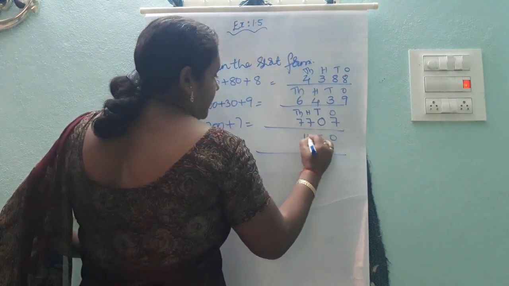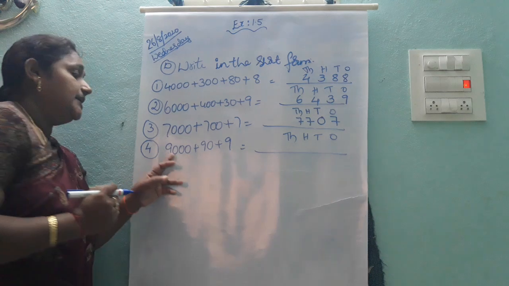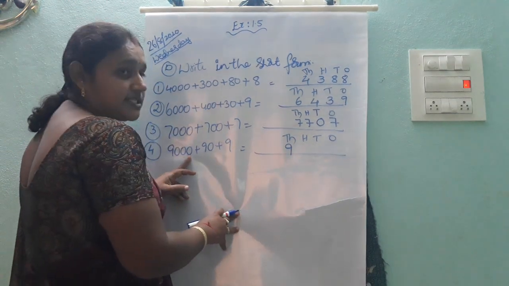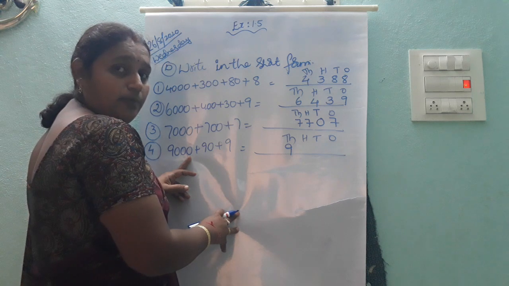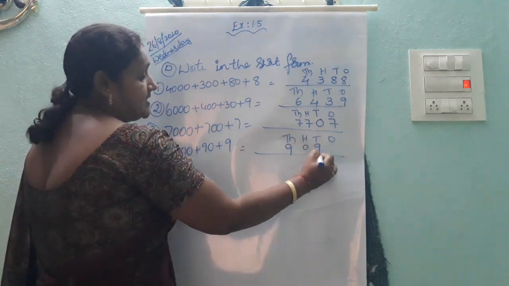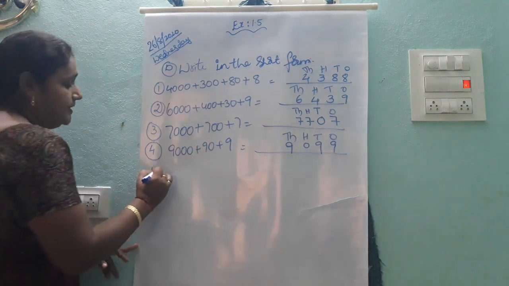Ones, tens, hundreds, thousands. How will you write? 9 thousands. Next, hundreds. Not yet given the hundreds place value. Here 90 was given, so keep 0. 9 tens, 90. 9 ones, 9. Fifth one.